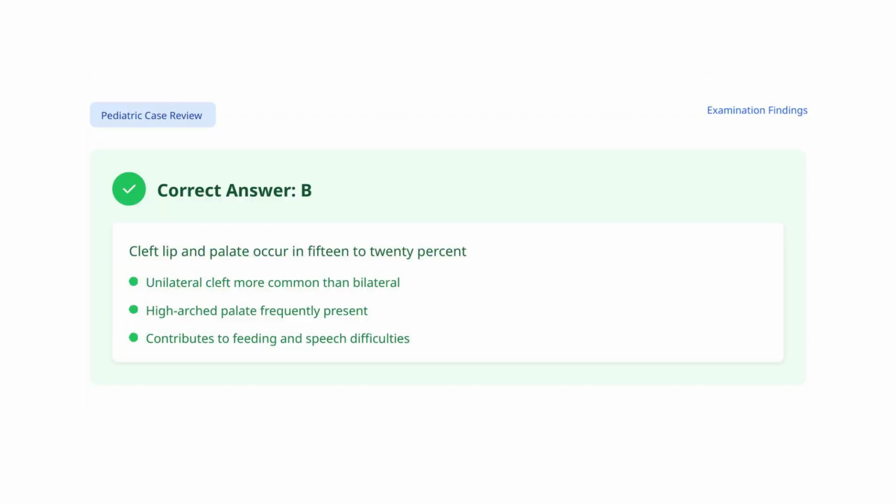Cleft lip and palate occur in 15 to 20% of Goldenhar syndrome cases. Unilateral cleft is more common than bilateral presentation. High arched palate is frequently present even without frank cleft. These orofacial anomalies significantly contribute to feeding difficulties and speech development challenges.